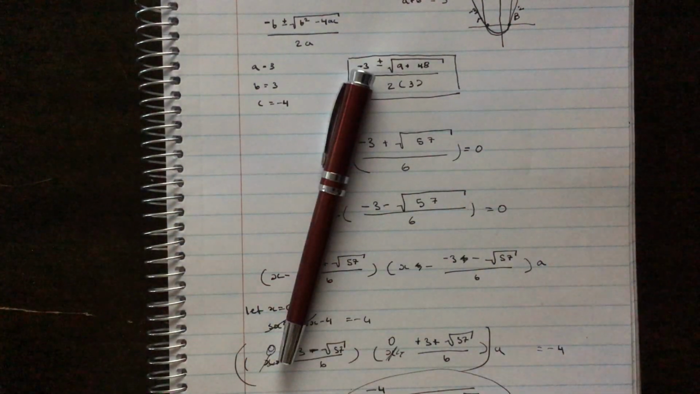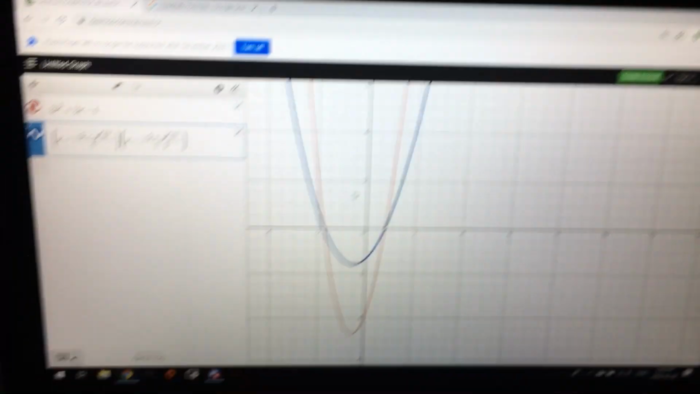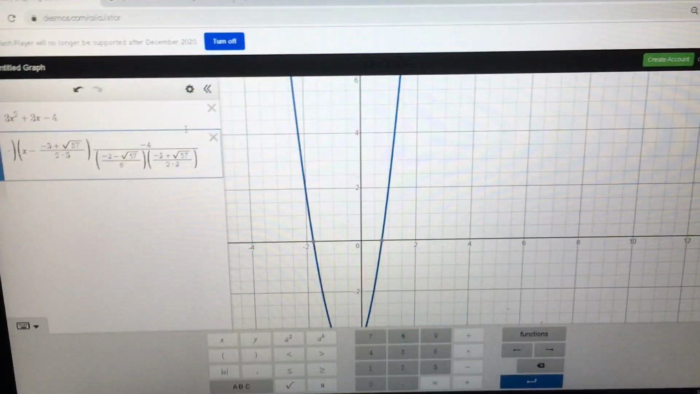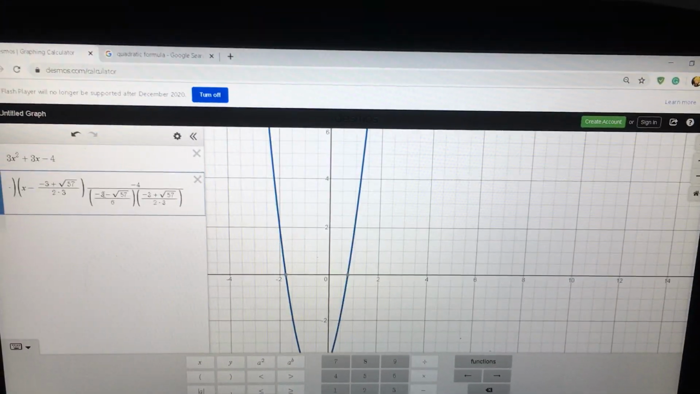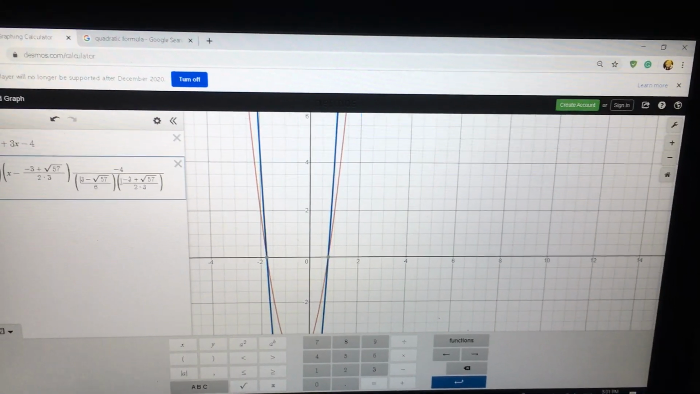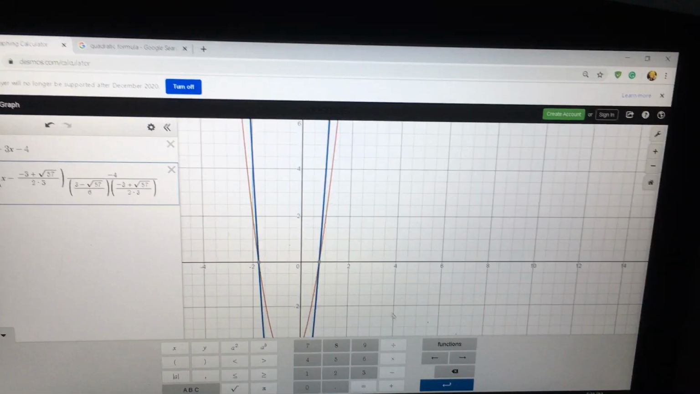So let's prove it. We're gonna go back to our graph, and we're gonna plug in our function, which I already copied, which is right there. Now, what I forgot to do is, let's just take out this, wait.